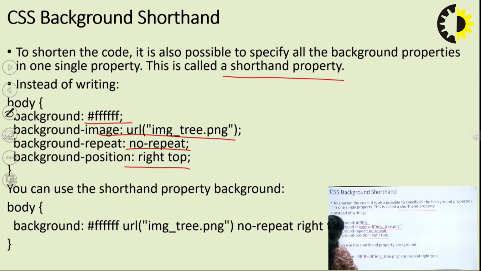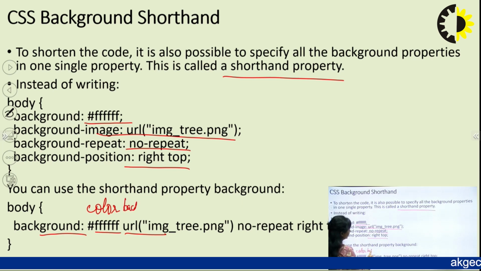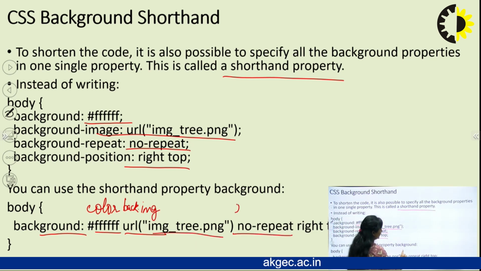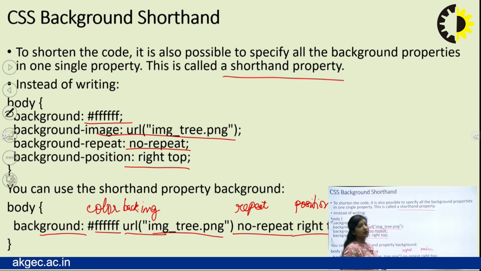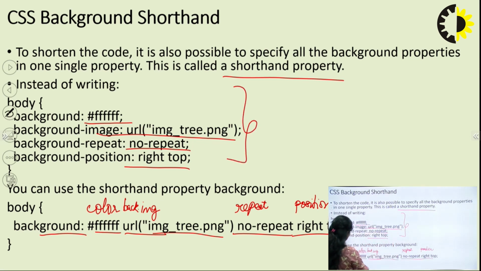For that shorthand, just write background, color, URL. So, what was this? This was the color. What is this? This is the background image. This is the background image URL. Repeat, no repeat, that is the repeat feature. And right top is the position. So, we can see that instead of writing this whole code over again, I am just writing the code in a single line.